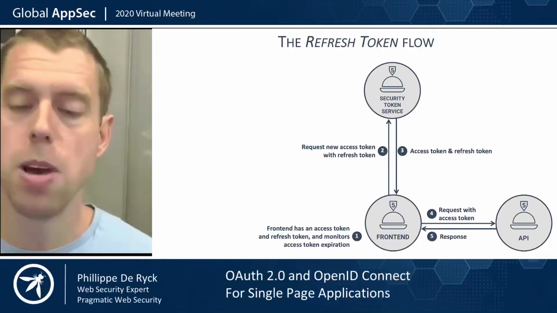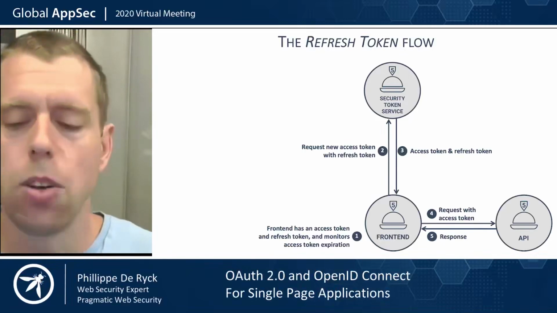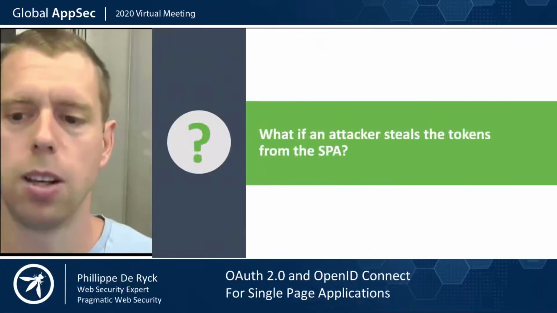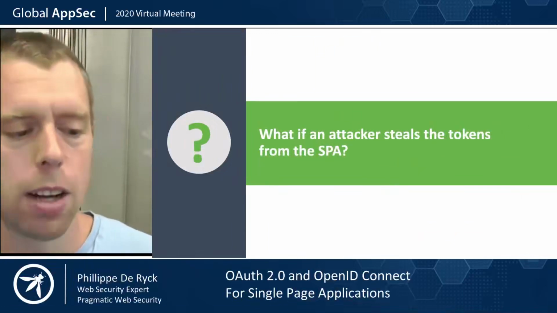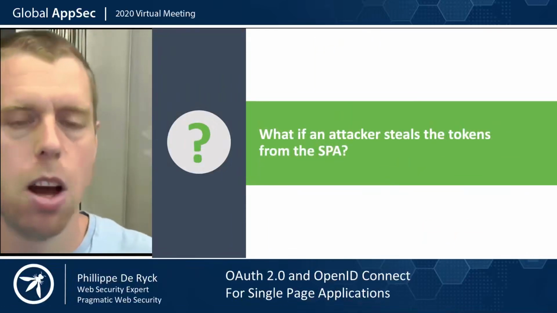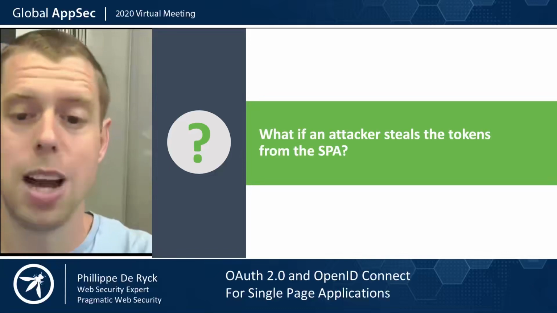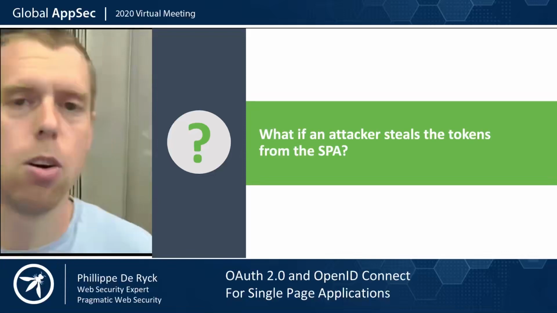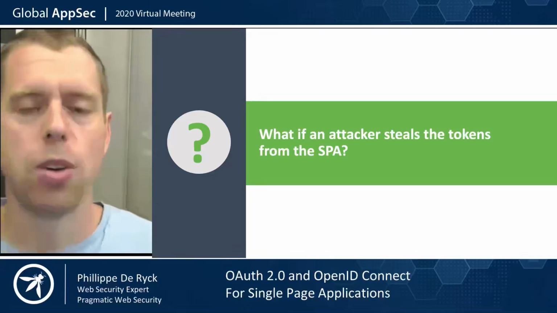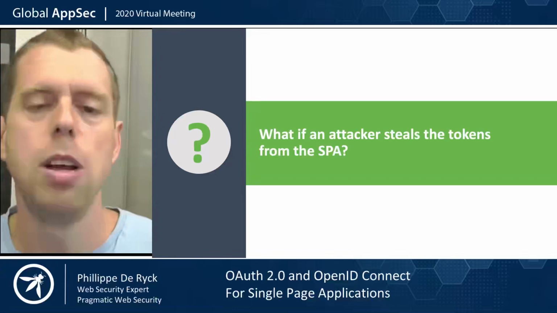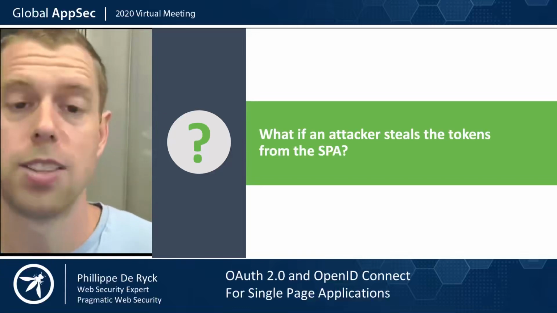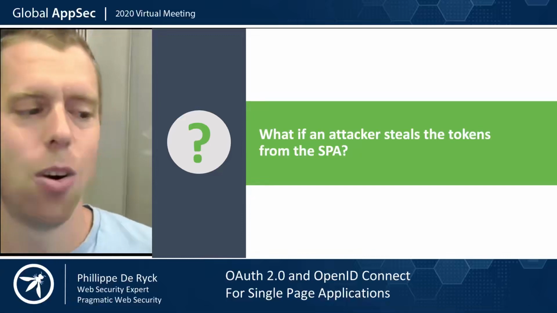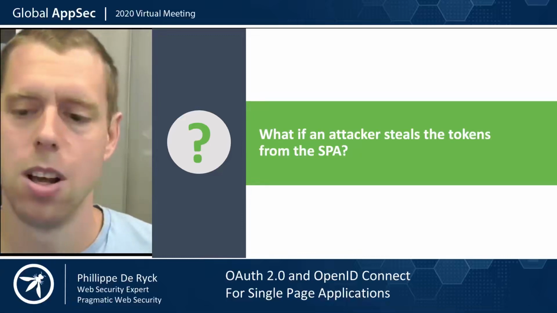But there's a very, very big caveat here. There's something we need to think about, and that's what happens if an attacker steals tokens from a single page application. What happens if the attacker is able to extract a refresh token that gives long-term access? Then they can abuse that for 12 hours, 24 hours, 36 hours. I don't know how long it's valid. And they can abuse that to get new access tokens and keep posting reviews in the name of the user. This can turn out really well or really badly.